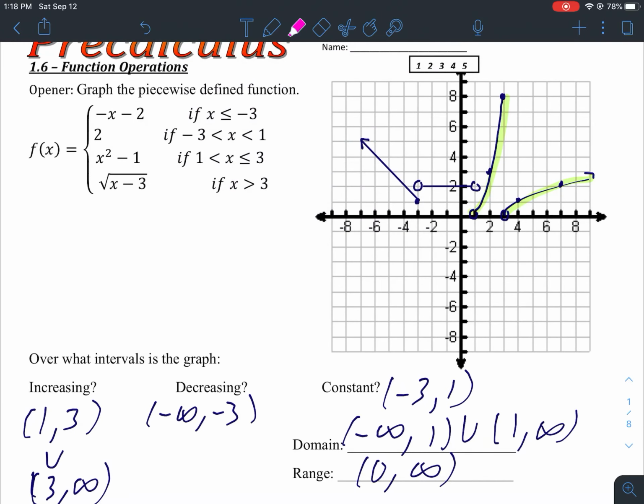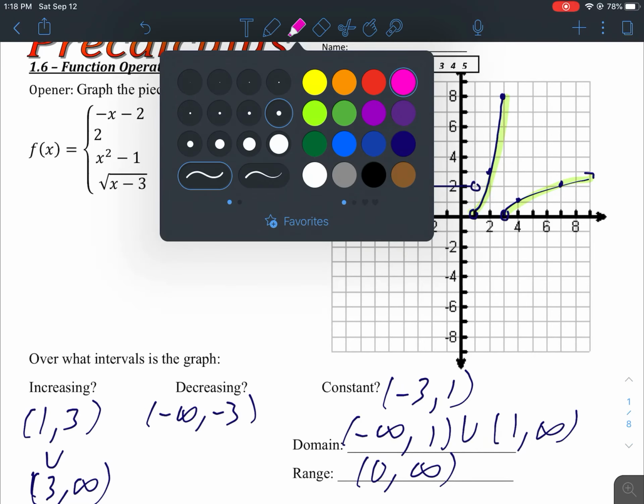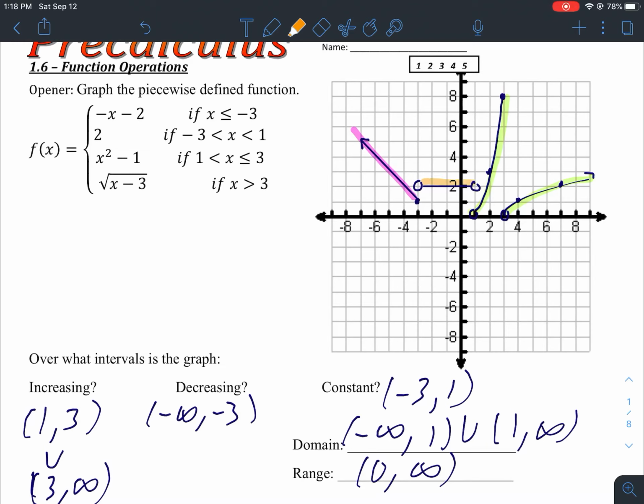We are decreasing from negative infinity to negative 3. And we are constant from negative 3 to 1. To get the domain, you can look at the graph, or you can just simply look over here. And to get the range, you have to look at the graph.